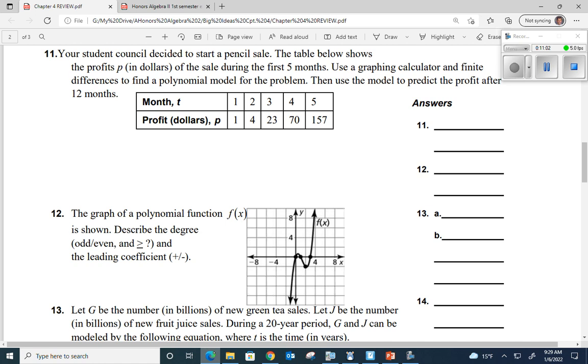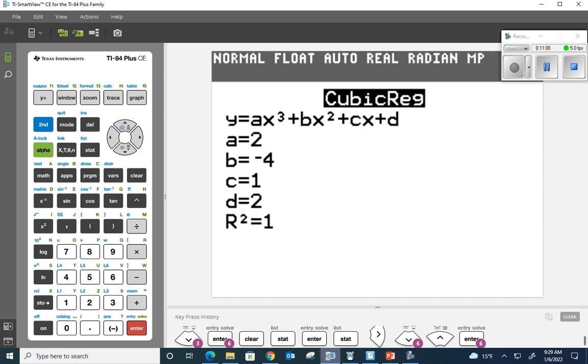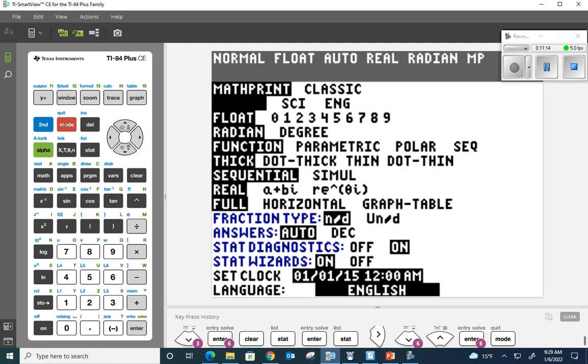What's next? Yes, ma'am. Did you get the R squared on the... Okay. So do understand you don't have to have the R squared, but if you want it, and you'll always have to turn it on if you're borrowing one of mine, mode, stat diagnostics must be turned on. I don't exactly know why Texas Instruments has the default setting as turned off. I think I know. I think because there is value.